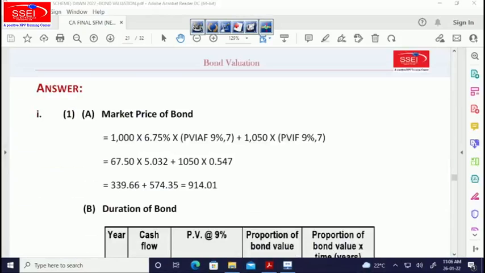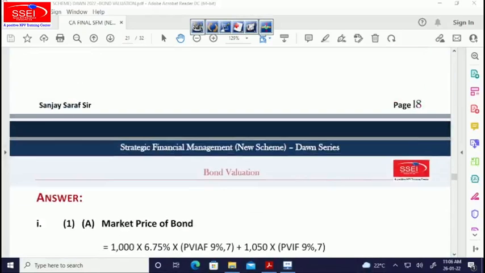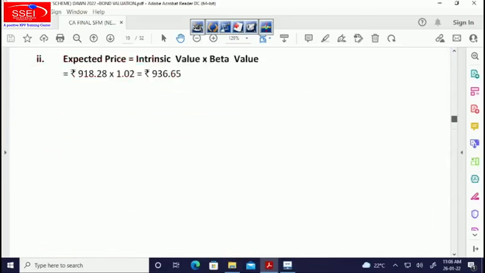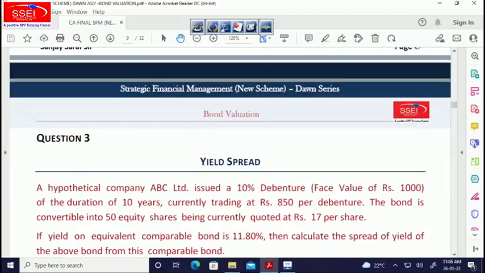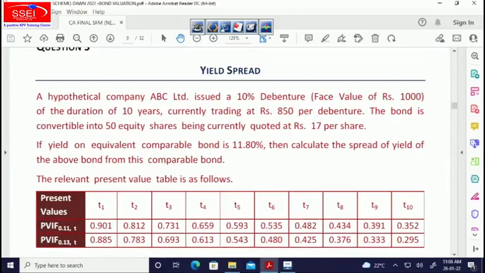Okay. We move to the next sum. The next sum is question number 3. So here is the next sum. Okay, this is also a wrong, ambiguous sum but can come in the exam.